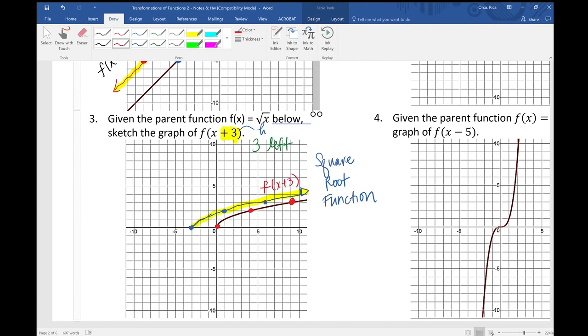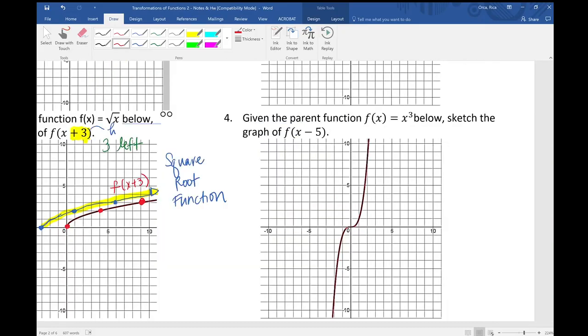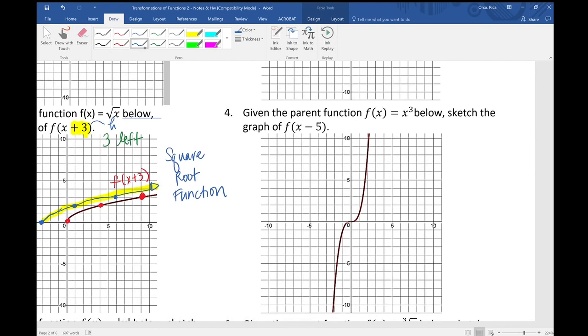Great job! So now let's look at problem number 4. Given the parent function f(x) = x to the third below, sketch the graph of f(x - 5). This looks like a snake, so I know it's a cubic function. We want to graph f(x - 5). The minus 5 is inside of the parentheses. That's our h value. So instead of going 5 to the left, we are going to graph 5 to the right.